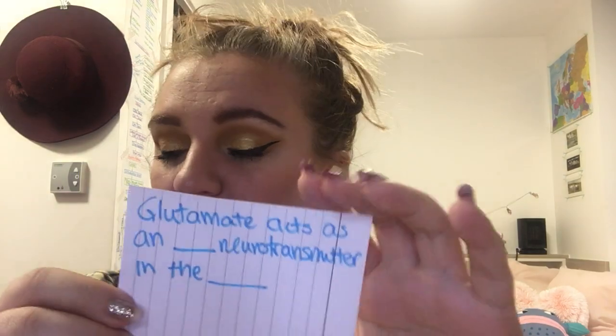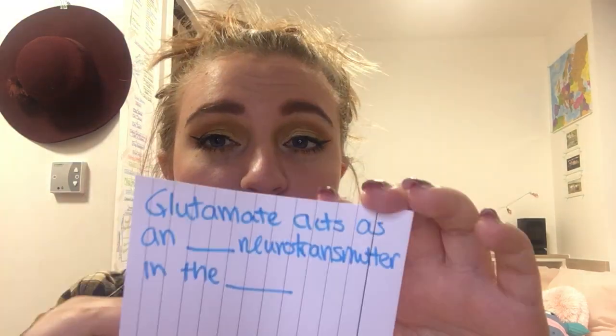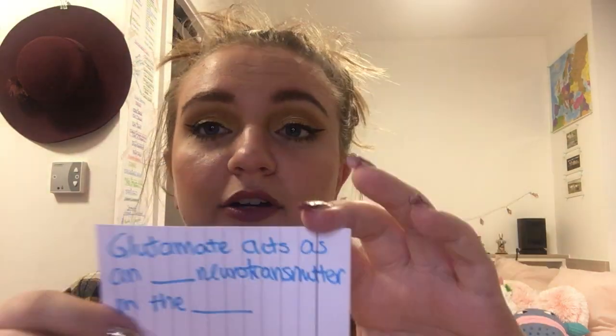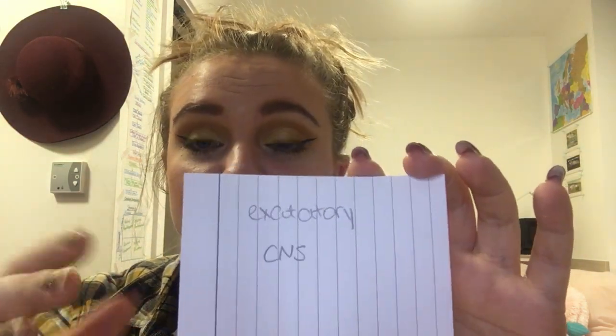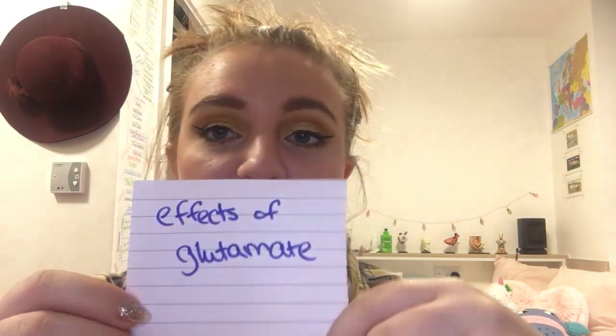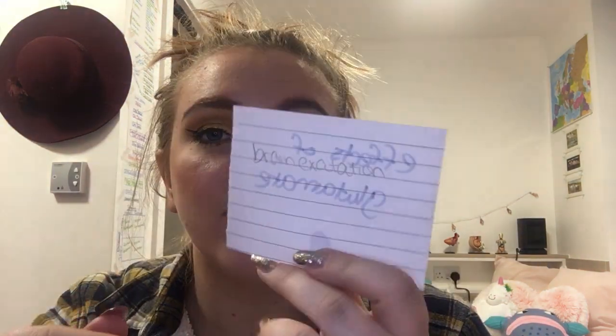Moving on to glutamate, another essential amino acid. Glutamate acts as an excitatory neurotransmitter in the central nervous system. So while we have GABA and glycine that are more stabilizers in the brain, glutamate is more of an excitatory guy. He excites in the central nervous system, in the brain and spinal cord. So the effects of glutamate: brain excitation. We're almost there, y'all. We only got this many left. Thanks for sticking with me.